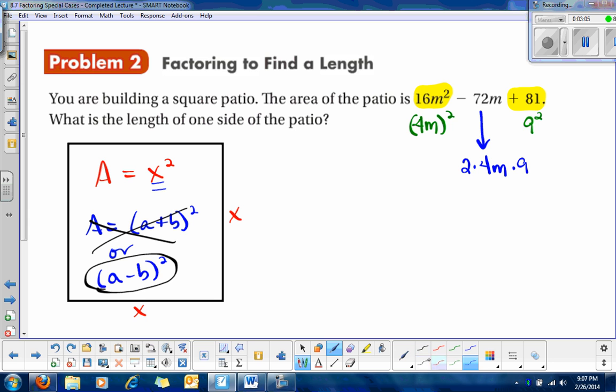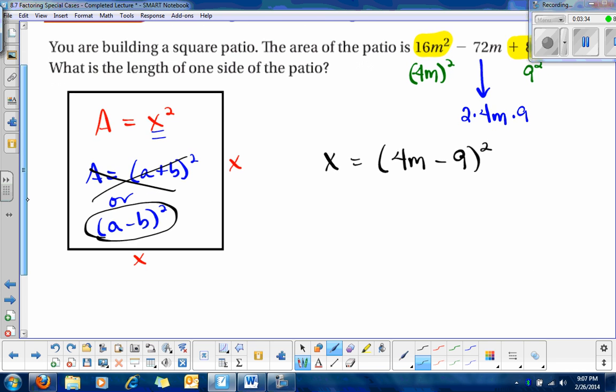So that means the binomial that we are going to multiply to get our area, one of our x's, one of the sides, is going to be 4m minus 9 quantity squared. And you know what? Let's just check it, just to be sure. So that means we have 4m minus 9, and we have 4m minus 9.